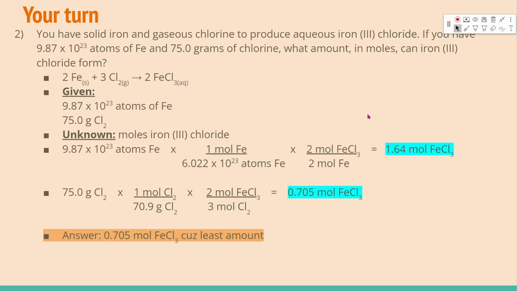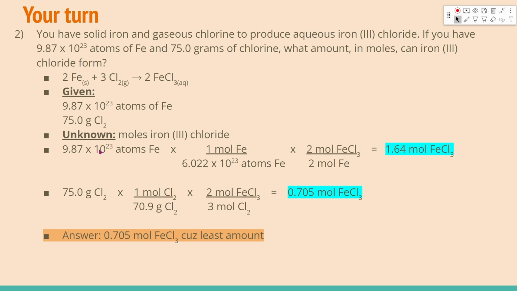For the second one, here it is. And so we have the number of atoms of Fe, the grams of chlorine. I wrote down the balanced equation here. Make sure you know diatomics. If it's not diatomic, it is by itself. There's only one of them. You have the balanced equation here. I listed my givens and unknowns.